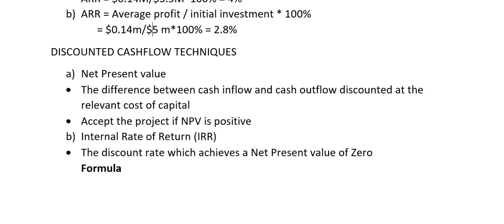So the major ones are two. Of course, we also have the discounted payback. But if you go to advanced financial management, you also add another one. We call it the modified internal rate of return. So net present value is defined as the difference between cash inflows and cash outflows discounted at the relevant cost of capital. Now, the rule of net present value would be that you should accept the project if NPV is positive. So once we get a positive NPV, we should accept the project. We'll look at that shortly.